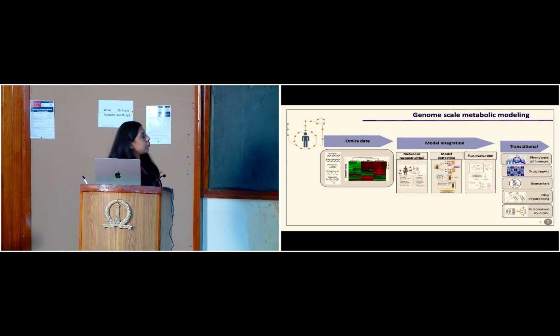This slide sums up the different steps which are generally utilized during genome scale metabolic modeling. First, the omics data that we get is integrated into the model with the help of different model extraction methods, and then the flux evaluation is done. After flux evaluation, we have biological utilities: we can find out the phenotypic differences between the disease conditions, we can look for drug targets, we can look for biomarkers, and we can also perform drug repurposing and work with personalized medicines.